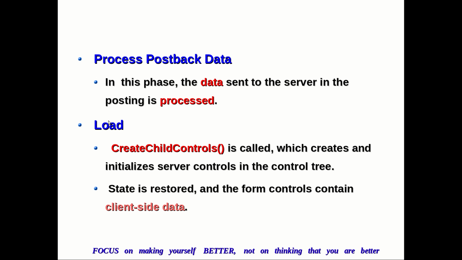In the load event, a method called create child controls, which is available in a web form, will be called, and this creates and initializes the server controls in the control tree. Then the state will be restored, and the form controls contain all the client side data. So this is what happens in the loading. The loading will create all the child controls, and whatever data is to be restored in these child controls will also be loaded.